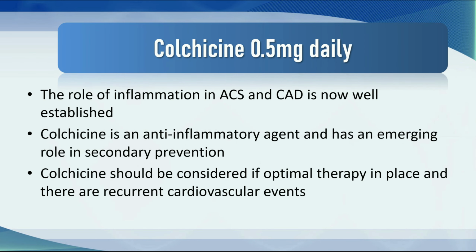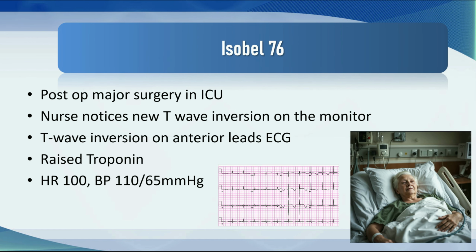Inflammation is a major part of acute coronary syndromes and coronary arterial disease, and colchicine is an anti-inflammatory agent that we associate with gout, but it seems to have an emerging role in secondary prevention. So it should be considered if optimal therapy is in place and there are recurrent cardiovascular events following unstable angina or PCI. Let's go and revisit Isabel.